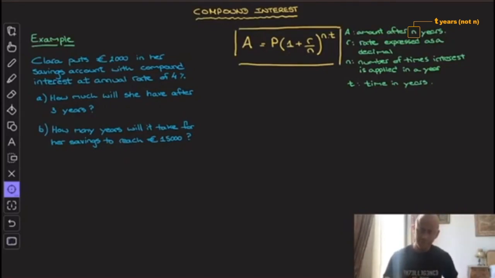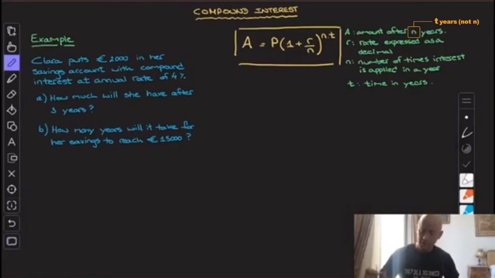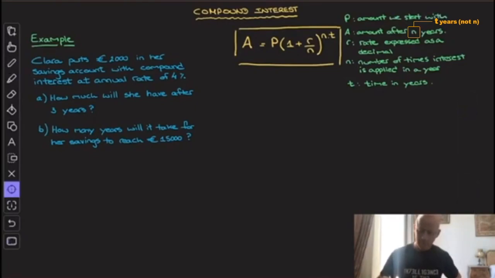Really important. Now, so to be clear, P, and actually I could write P as well. I should, shouldn't I? If I write P at the top here, P is the amount we start with. Okay, there we go. So, to be clear, A is the amount of money we'll have after T years. P is the amount we started with. So in this example here, P would be 2,000. That's how much Clara initially put into her savings account.